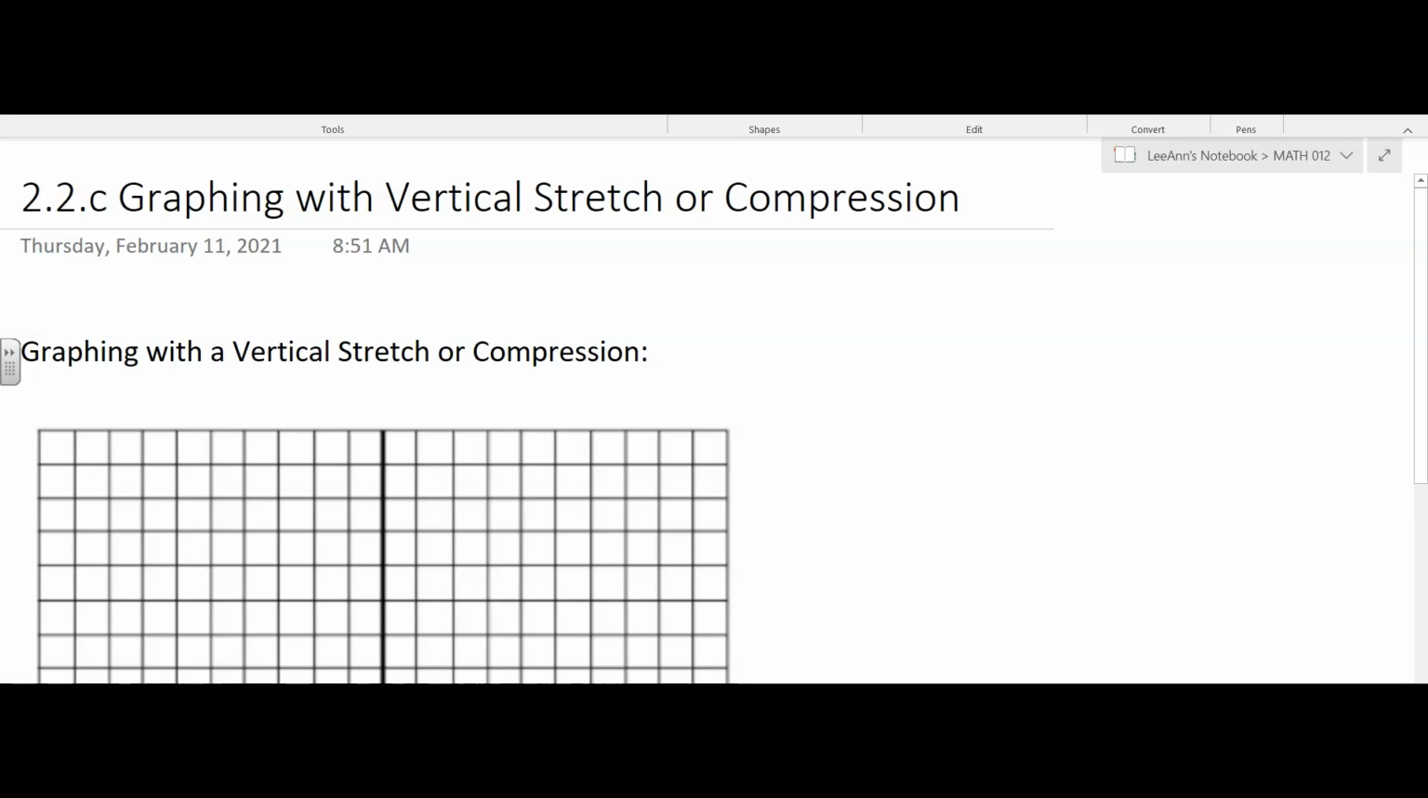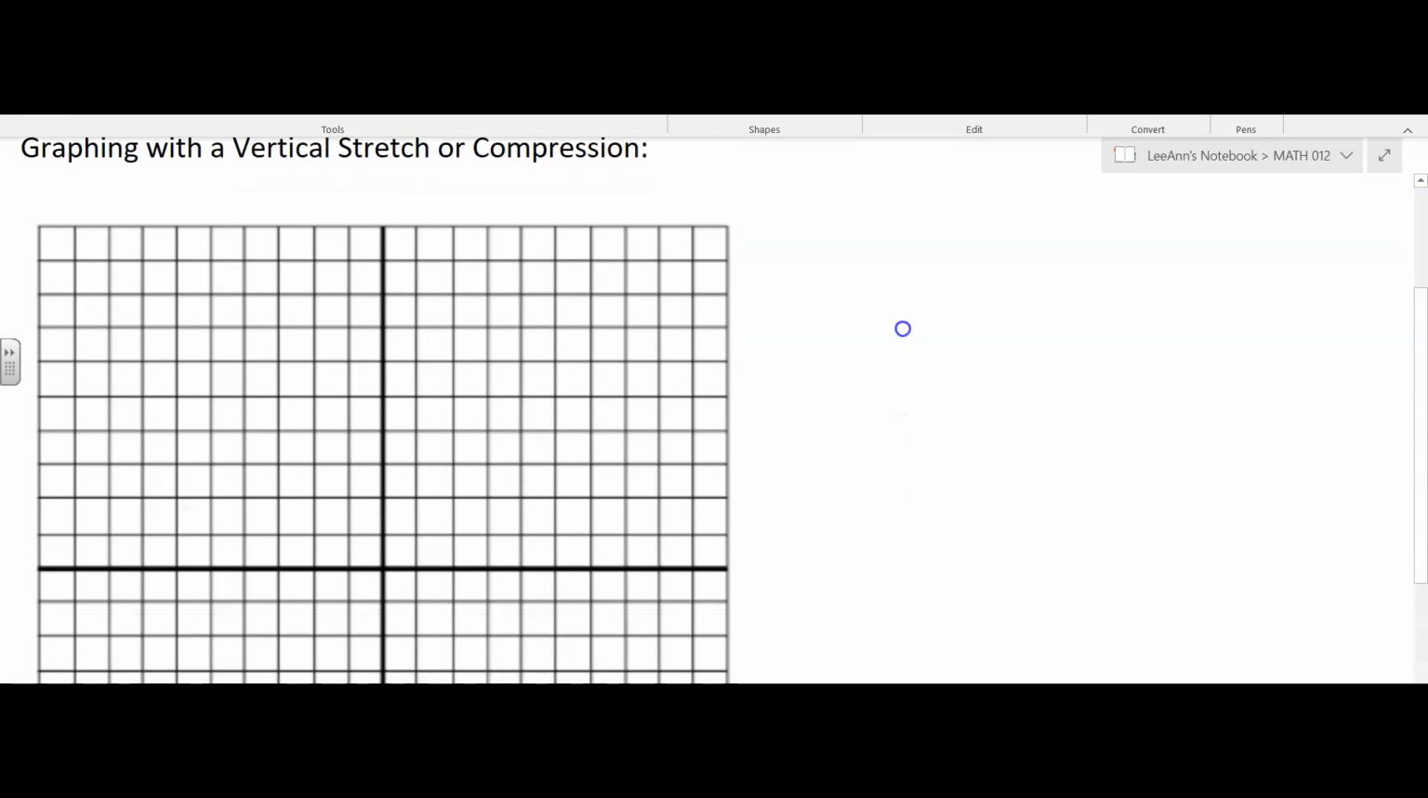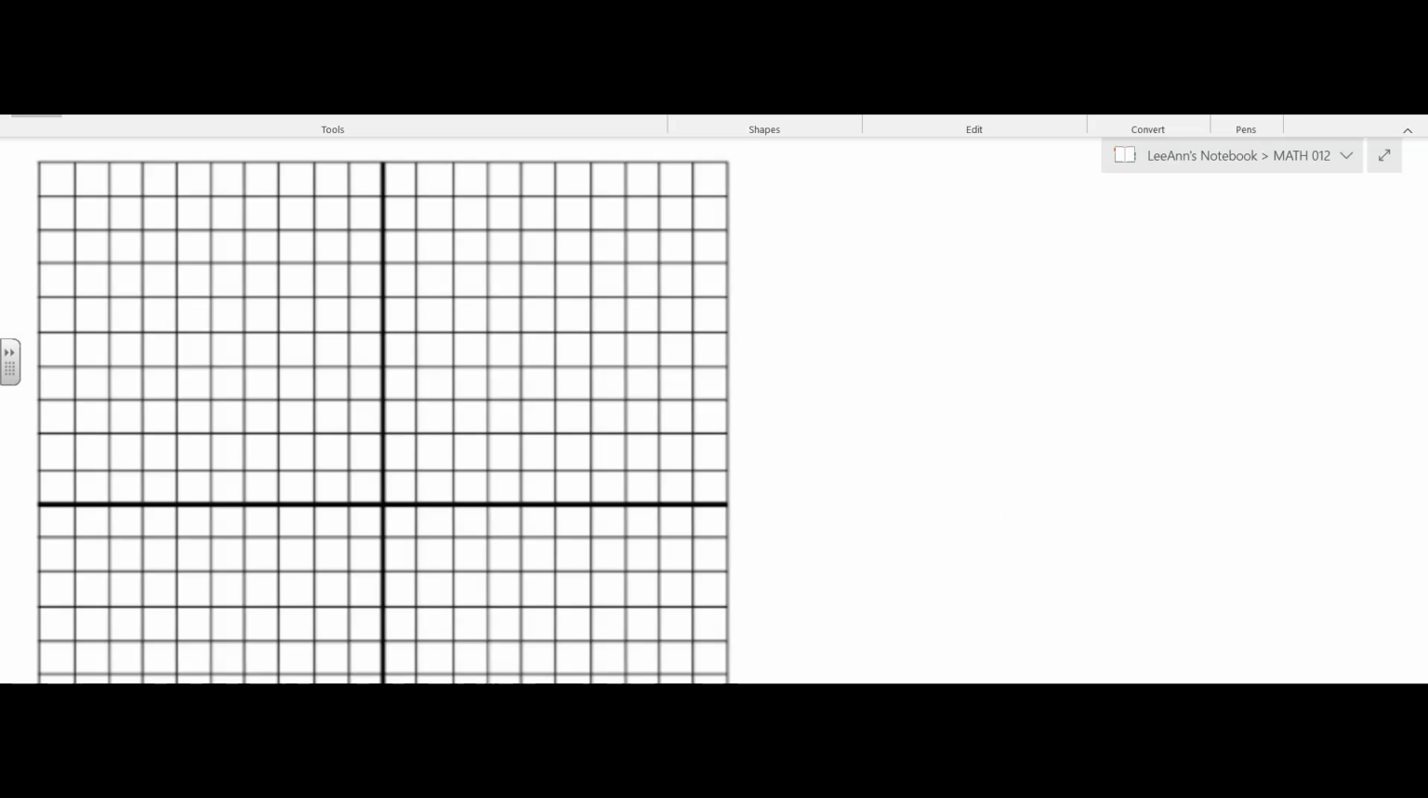So in chapter 1, we were working on transformations, and we talked about vertical stretch or compression. So we're going to see what this looks like for a linear function. Okay, so we're going to start with the identity function, f of x equals x.